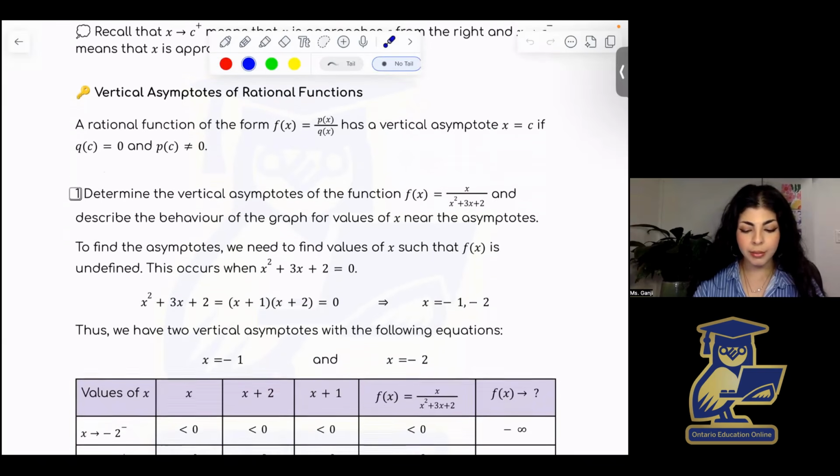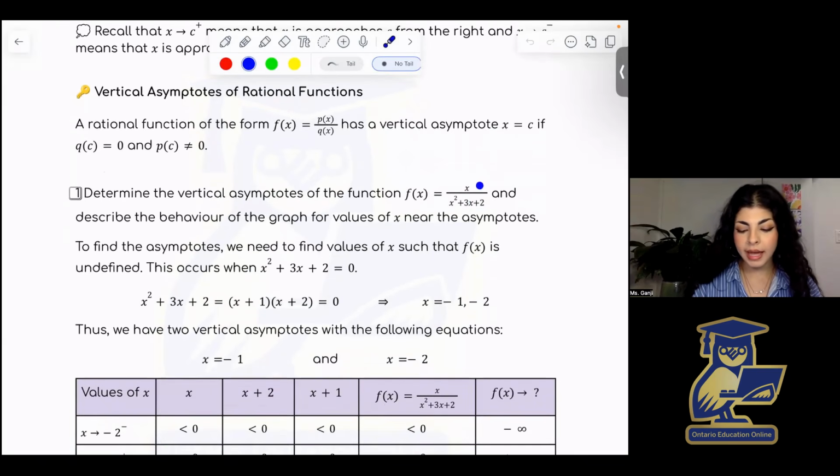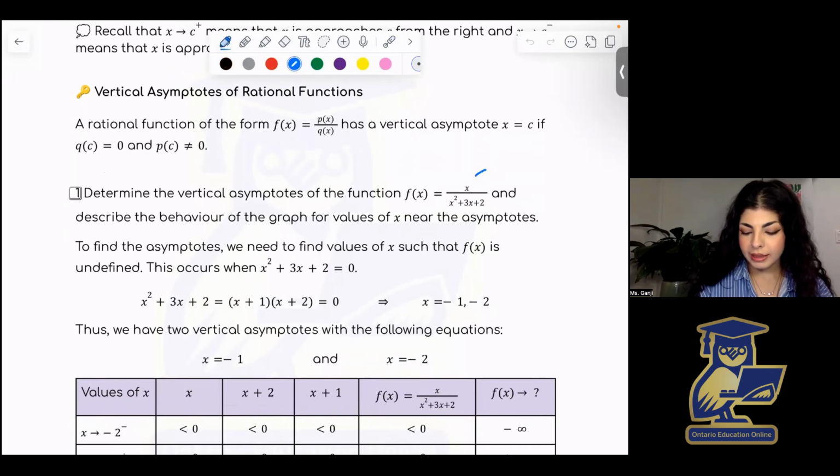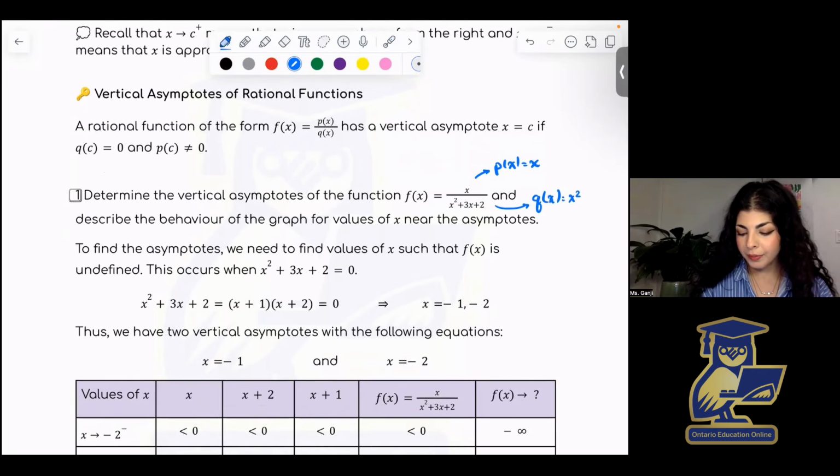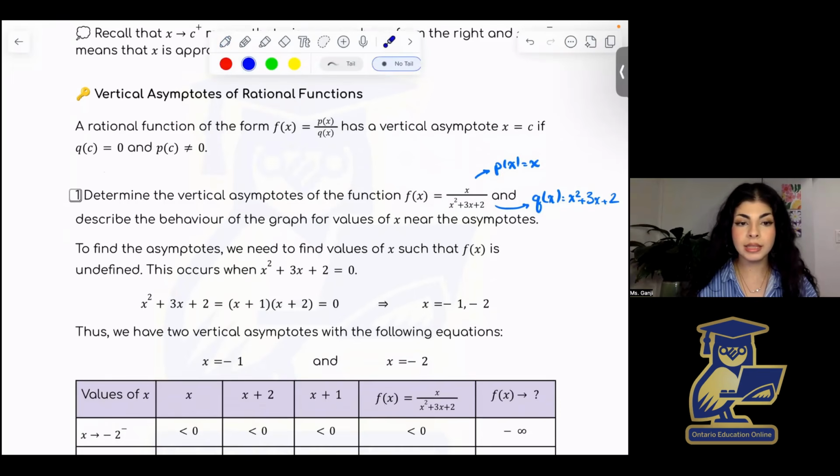Now consider our first example where we are given the function f of x is x over x squared plus 3x plus 2. So in this case, p of x is equal to x, and q of x is equal to x squared plus 3x plus 2. We want to know what values of q of x are giving us a 0 in the denominator, and that's going to help us determine the asymptotes. We're also asked to describe the behavior of the graph for values of x near the asymptotes, which means are we approaching infinity or negative infinity?